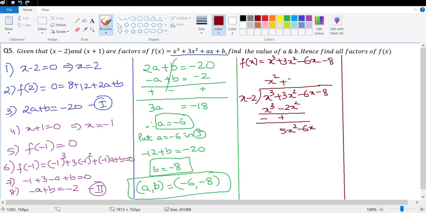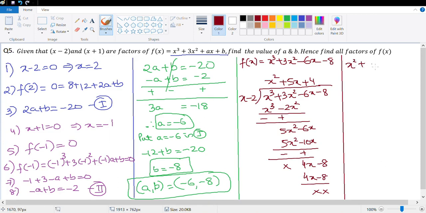I'll multiply it with 5x. This will give me 5x squared minus 10x. When I subtract, the sign changes. This gets cancelled, and this is -6x plus 10x. That's 4x minus 8. Multiply it with 4 and I get 4x minus 8. This gets cancelled. Now to find the factors of x squared plus 5x plus 4.